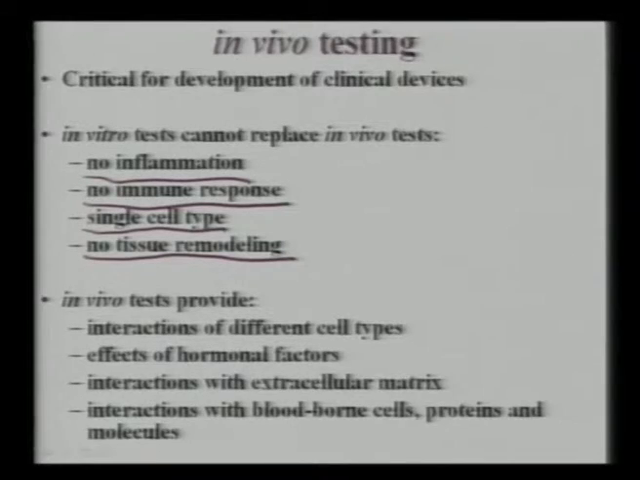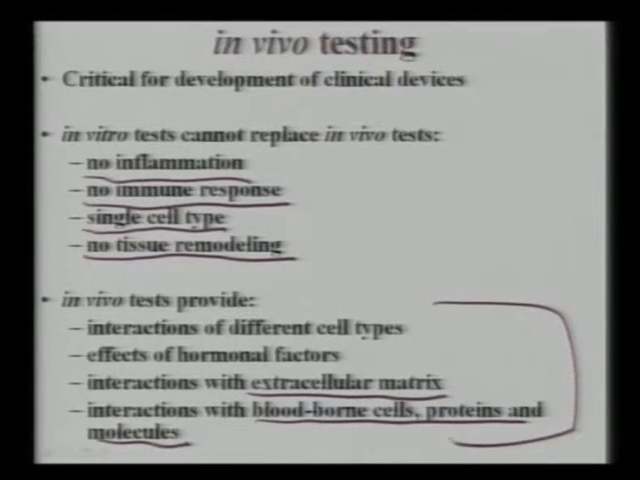Now, an in vivo test, whereas, provides interactions of the different cell types that I have already mentioned, effects of hormonal factors, interactions with the extracellular matrix, which is not possible in an in vitro test, and interaction with blood-borne cells, proteins, and different biological molecules. All these things make in vivo experiments much more meaningful and much more complicated.